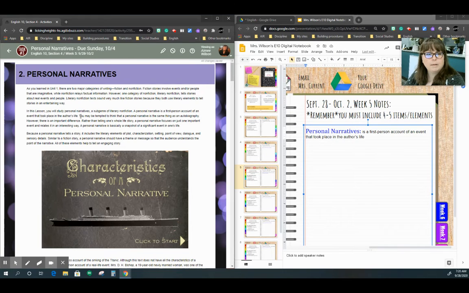Okay. You may be tempted to think that a personal narrative is the same thing as an autobiography where they tell about themselves. However, there's an important difference. Rather than telling one's whole life story, a personal narrative focuses on just one important event and relates it in an interesting way. It's almost like you're gathered around the fire telling the story, or sitting and listening to the old radio stories. A personal narrative is basically a snapshot of a significant event in one's life.